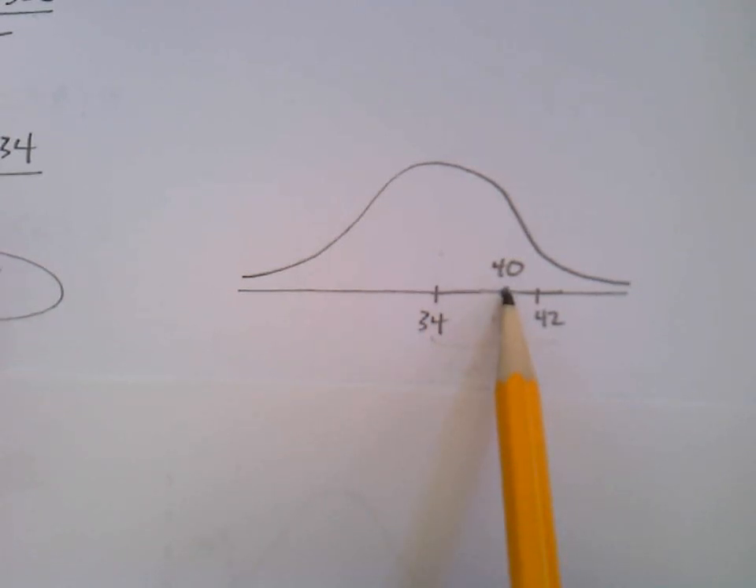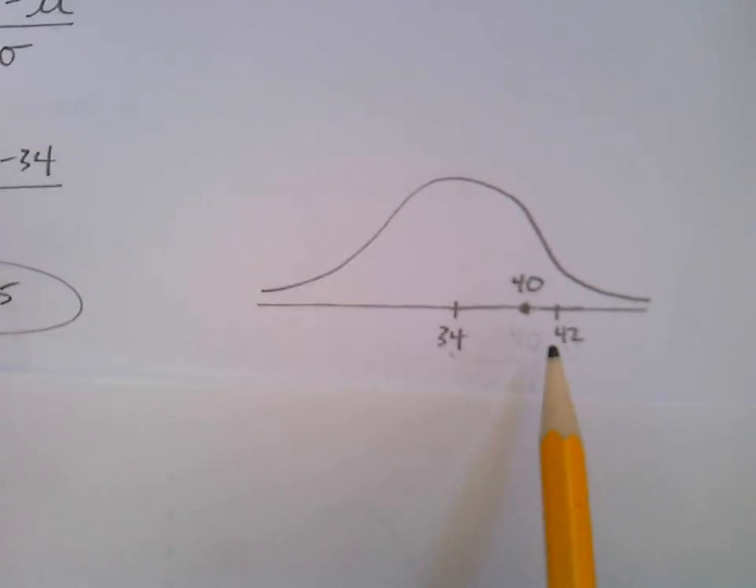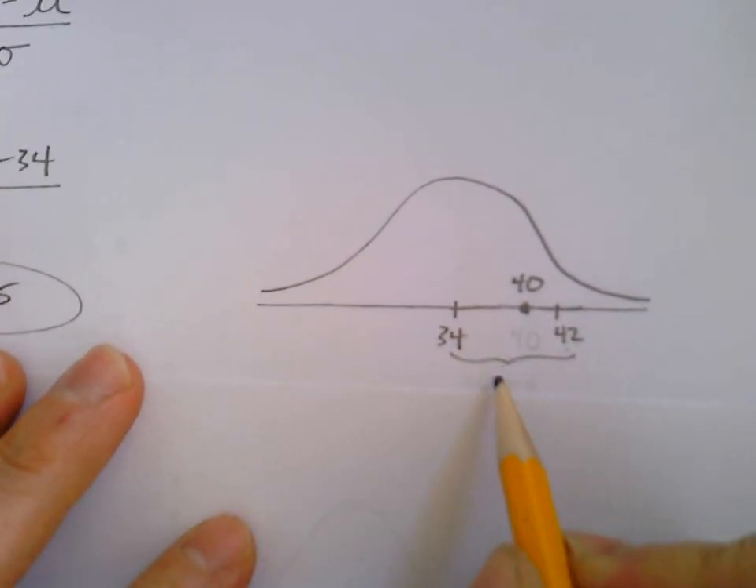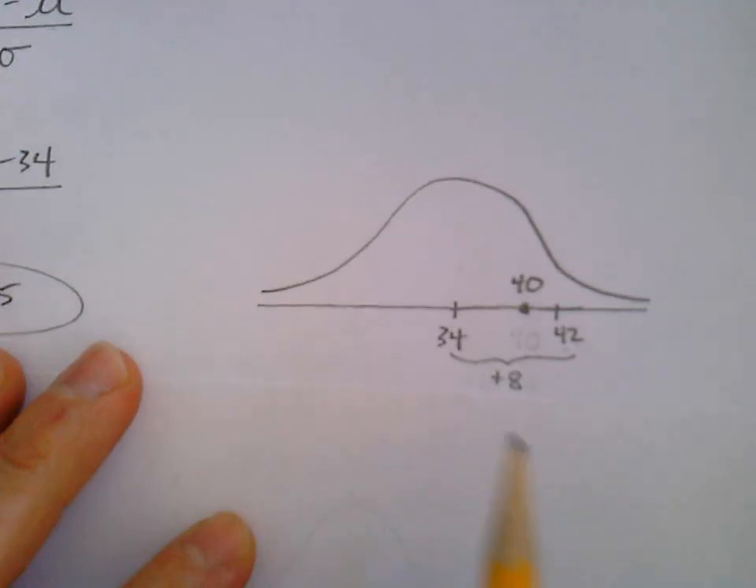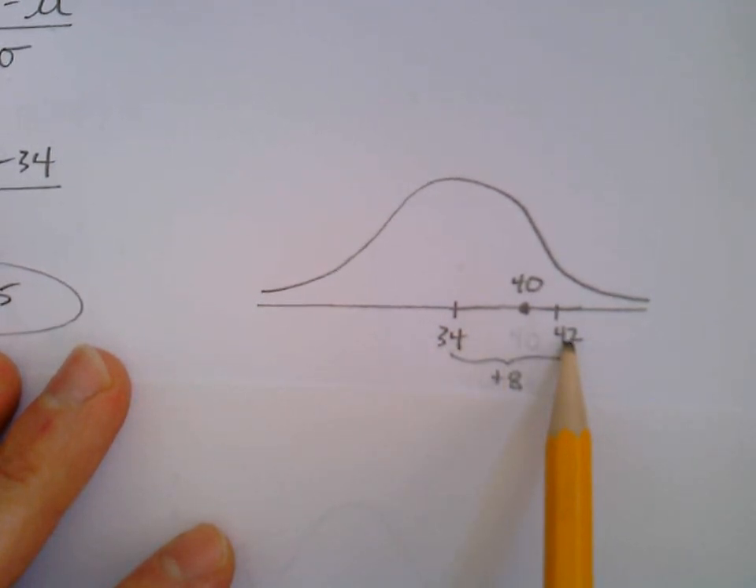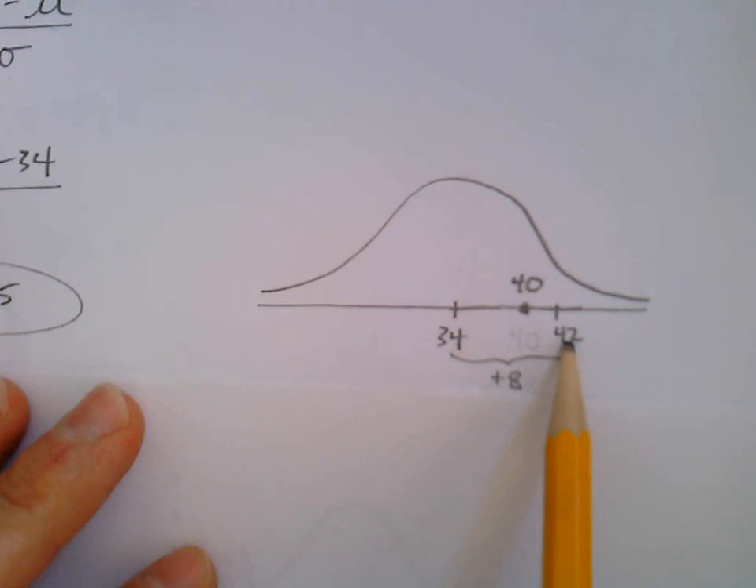The value in question is 40. And you might ask, well, I've also drawn 42. Where does the 42 come in? What's significant about that? Well, in this case, that would be one standard deviation, plus 8. That's one standard deviation above the mean. So if we called this z equals 0, this 42 would be z equals 1.